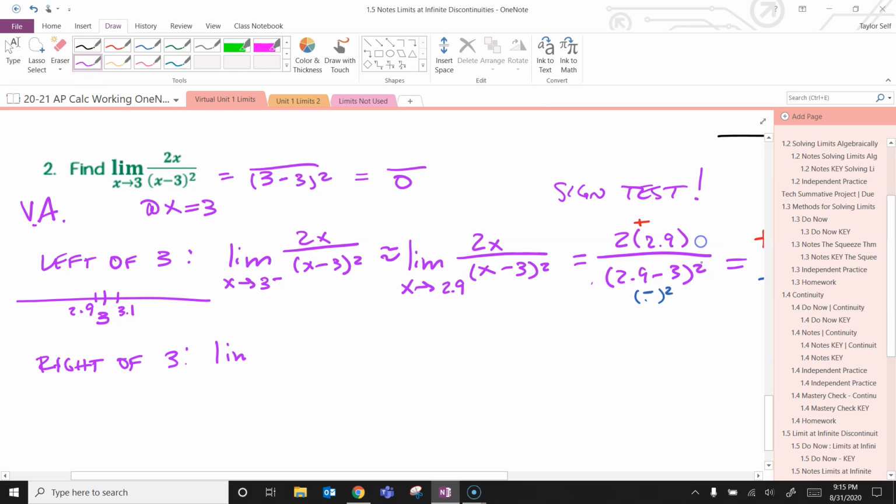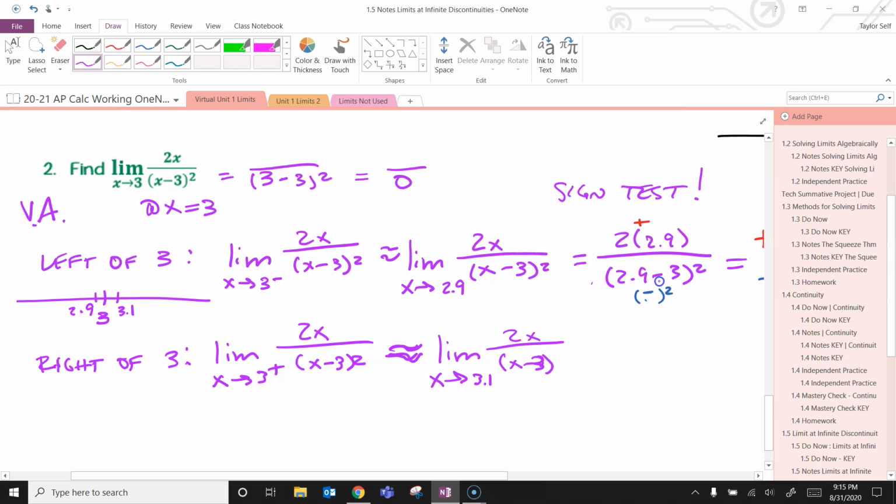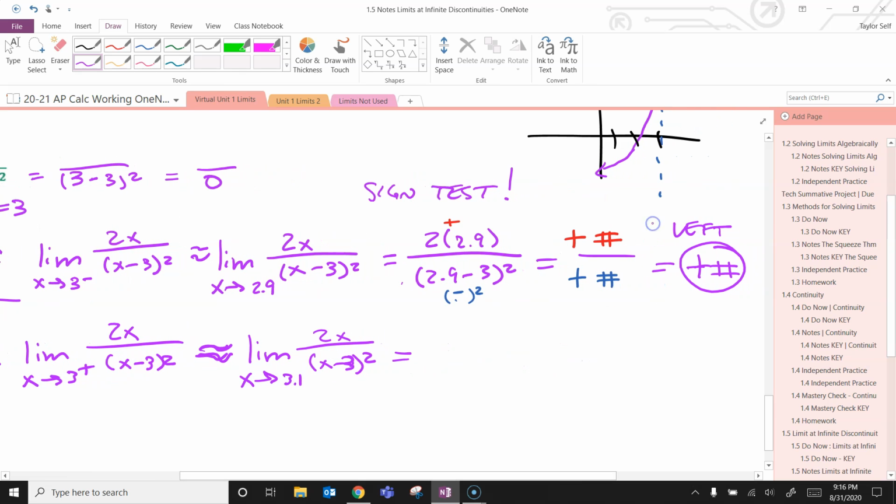The limit as x approaches 3 from the right of 2x over (x minus 3) squared is approximately equal to the limit as x approaches 3.1, which is just to the right of 3, of 2x over (x minus 3) squared equals, okay, tell me, do you get a positive or a negative number? Go.